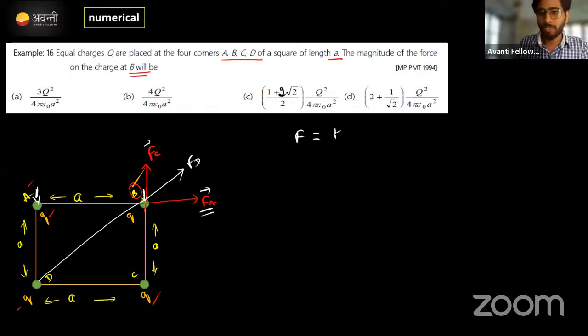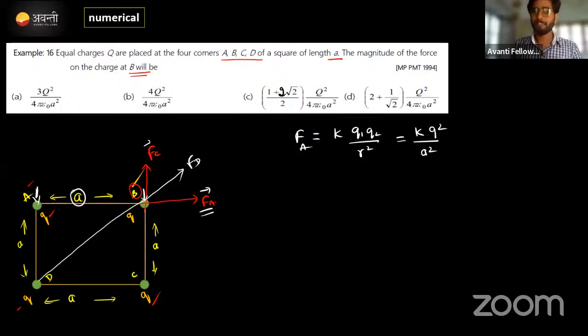F is equal to K Q1 Q2 divided by R square. Q1 is Q, Q2 is also Q, and R square is the separation distance. This is it, look here. Substitute those values. Then FA will become K Q square divided by R square, meaning the separation distance here is A, so A square. Well, we know the value of FA now. I will call this equation number 1. Similarly, find the FC value, between these two charges, the C point and the A point.